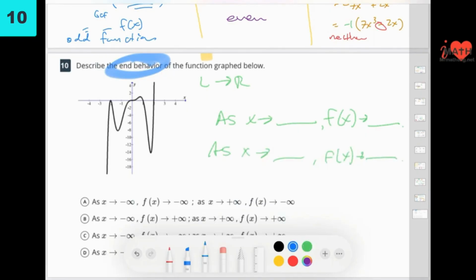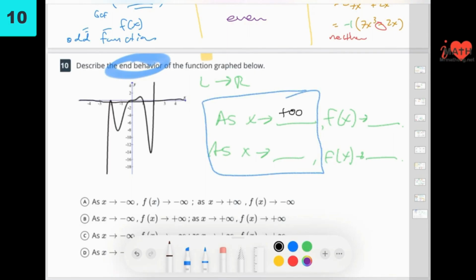And remember, this blue box is always the same. Always. You have one that's positive. That means as you're going along the x-axis this way, towards the right, what happens to the graph? And as you go towards the left, the other way here, where does the graph finish? So let's do this with words. As I go towards the right, the graph finishes up. Up is positive infinity.